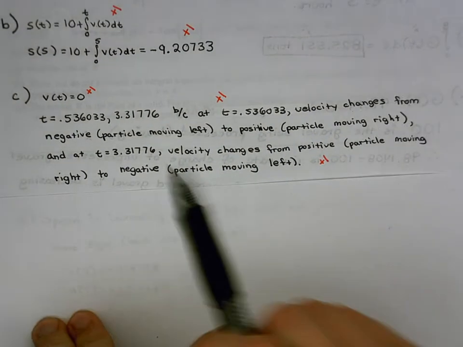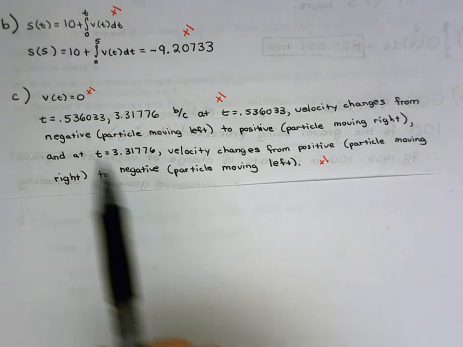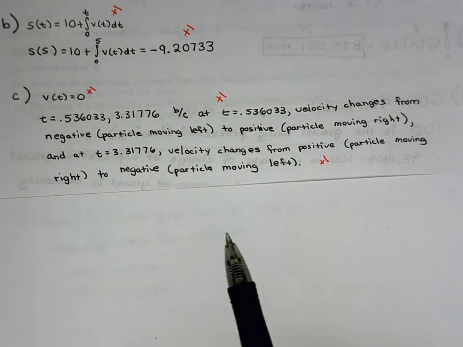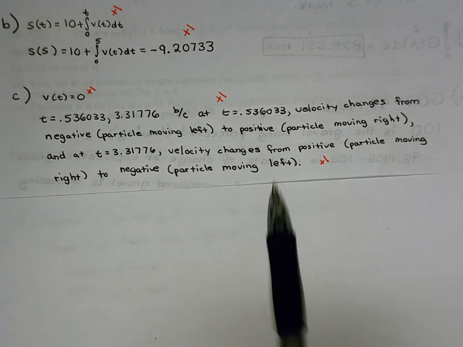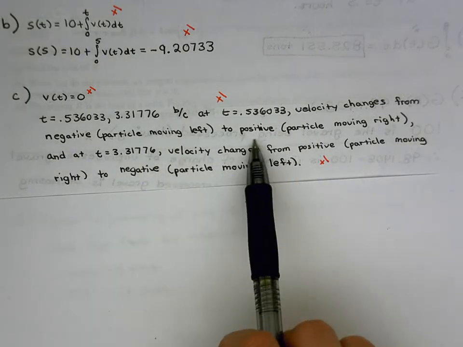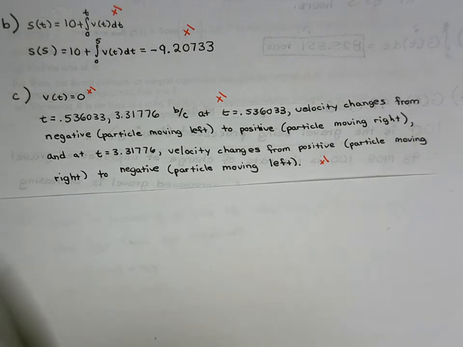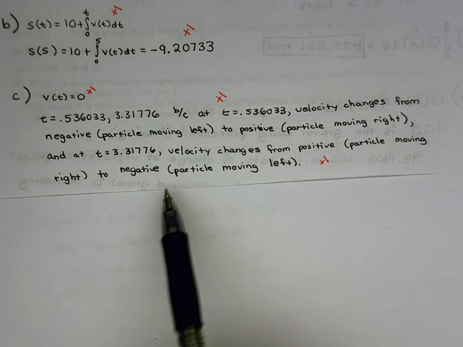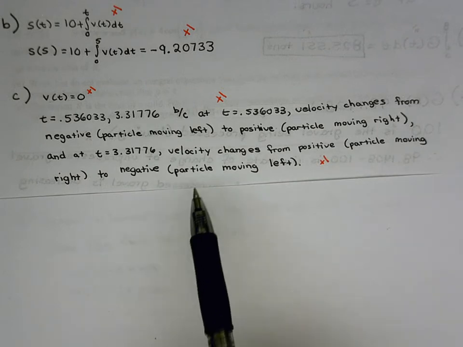Okay? Velocity equals 0, which was the first point we already talked about. And then t equals 0.536 and 3.317, because at t equals 0.536, velocity changes from negative, meaning the particle is moving left, to positive, the particle moving right. And at t equals 3.317, velocity changes from positive, the particle moving right, to negative, the particle moving left. Right?